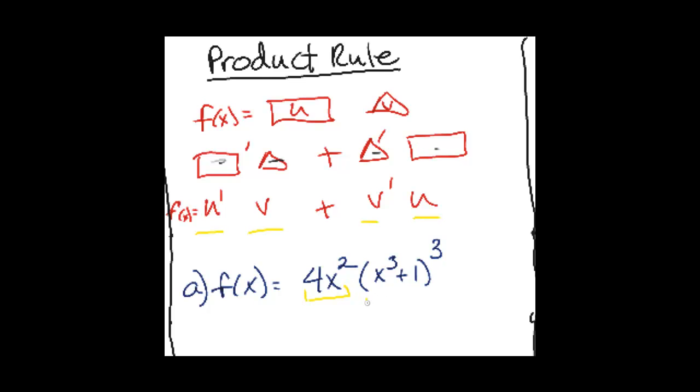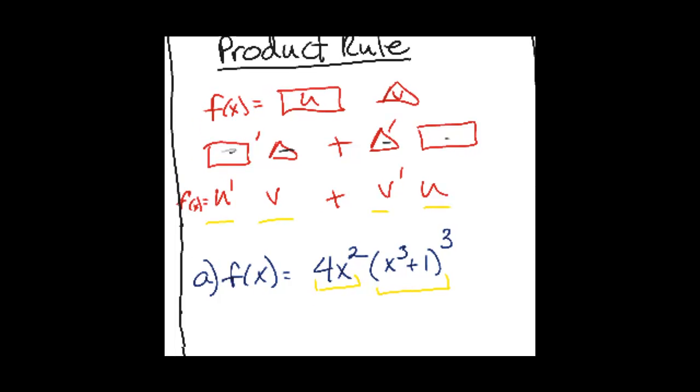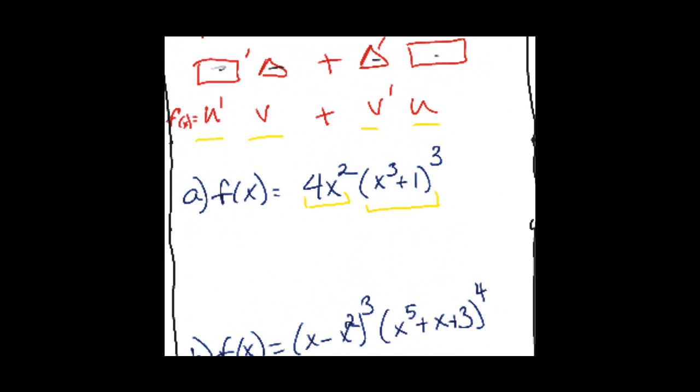That would be my u, that would be my v, or that would be my rectangle, that would be my triangle. However you want to look at it, it's fine with me. I didn't leave myself much space, so the derivative of 4x squared would be an 8x times the other one with no change. And then plus the first one with no change times the derivative of that, which would be bring that 3 down, rewrite your expression. This is the chain rule.